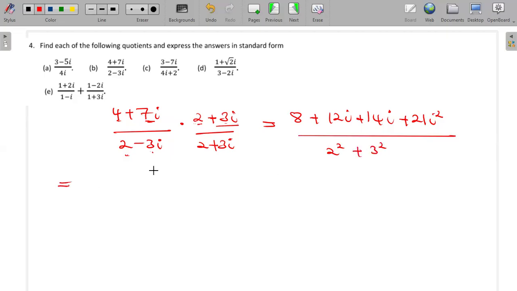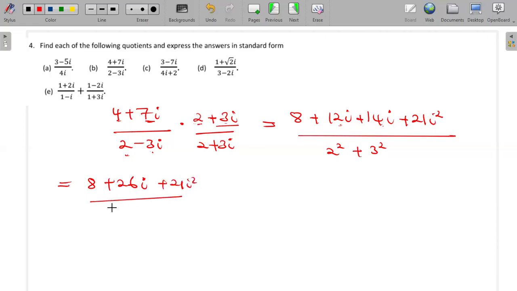And this is going to be equal to, so you add the 2 here. When you add the 2, you have 8 there. Then you add these 2, 12 plus 14, that gives us 26. So that will be plus 26i, like that. Then you have plus 21i squared.